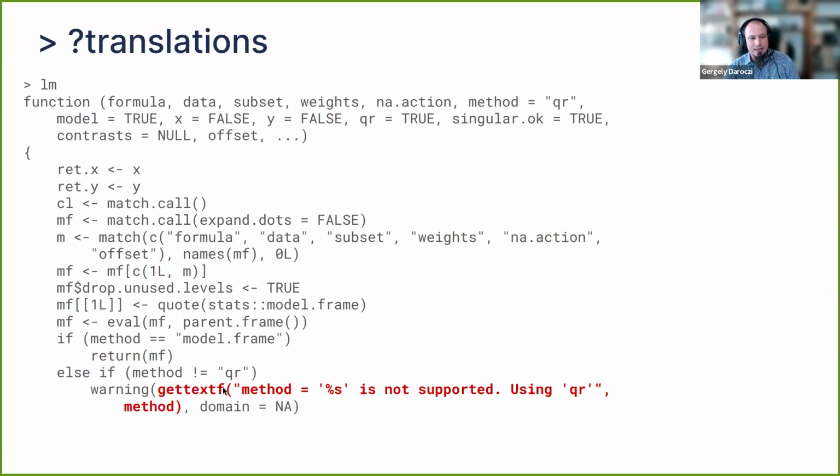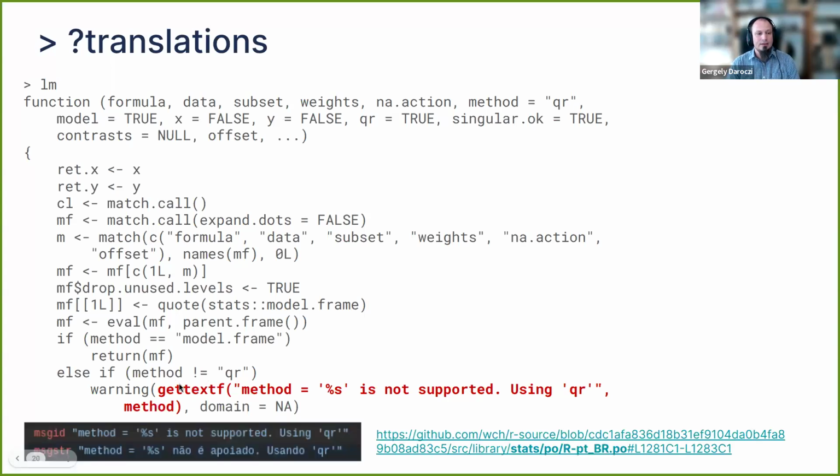And this gettextf function will look up if there's a translation for the string for the locale of the user. And if there is, then instead of this English sentence or string, it will use the localized version of this and do the string interpolation using the sprintf function within the gettextf function. What's being done in the background is highlighted here.